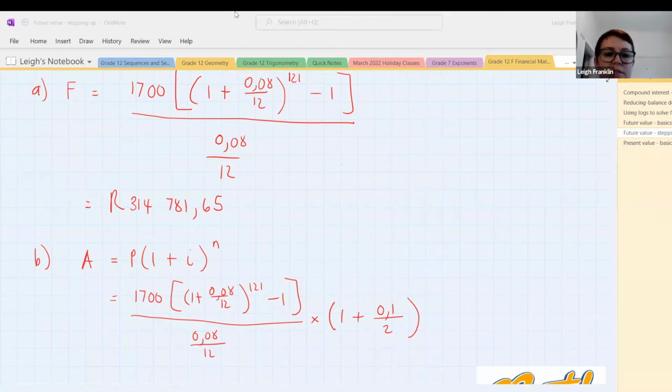Okay, so Tsepiso says 6, Spoo says 1, Vanti says 1, Cassandra says 2, and Emihle says 1 over 2. Okay, so I'm going to ask you another question before we answer this question, all right? What does the letter N in the compound interest formula represent?